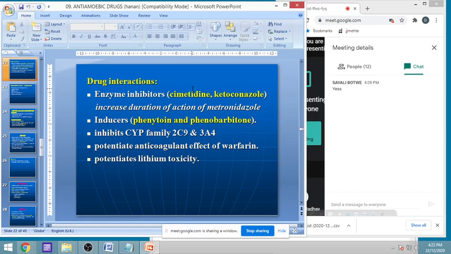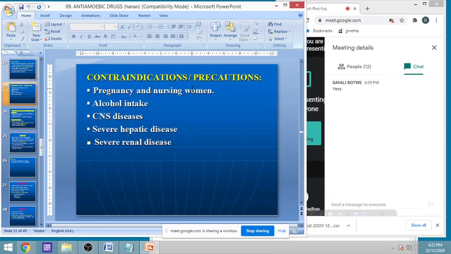It inhibits the CYP family 2C9 and 3A4. It increases the anticoagulant effect of warfarin, and therefore it has to be given carefully if warfarin is already being given. It will potentiate lithium toxicity, and therefore care has to be taken. In pregnancy and nursing women, care should be taken.